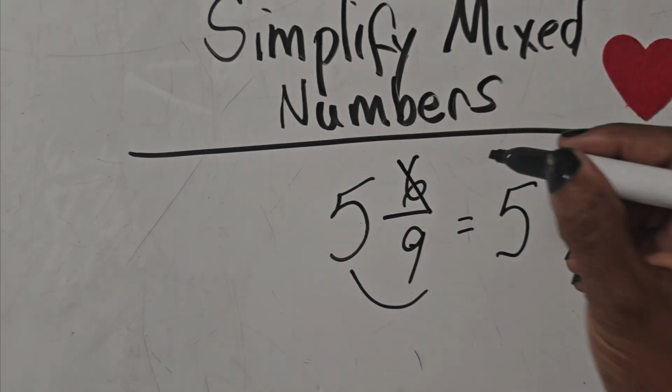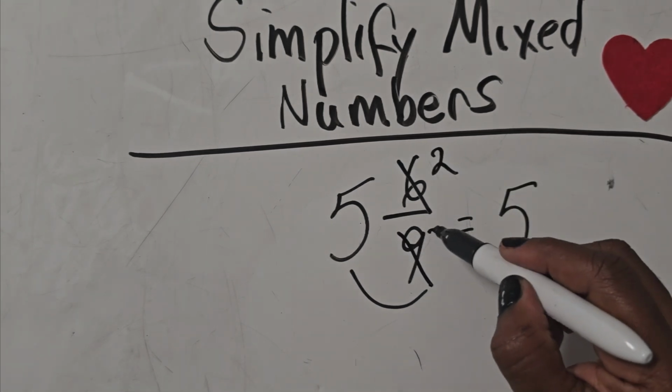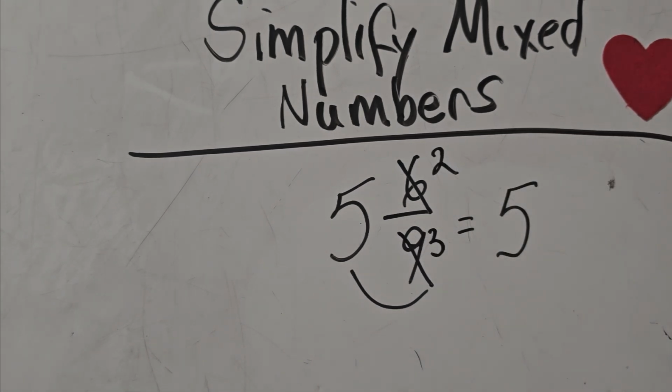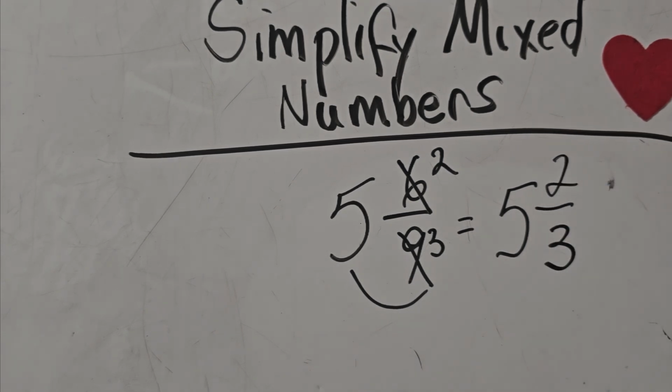So I divide 6 by 3, which gives me 2. I divide 9 by 3. That gives me 3. So there I have 2/3. So the answer is 5 and 2 over 3. Did you get that? Hopefully. If not, you need a little bit more practice.